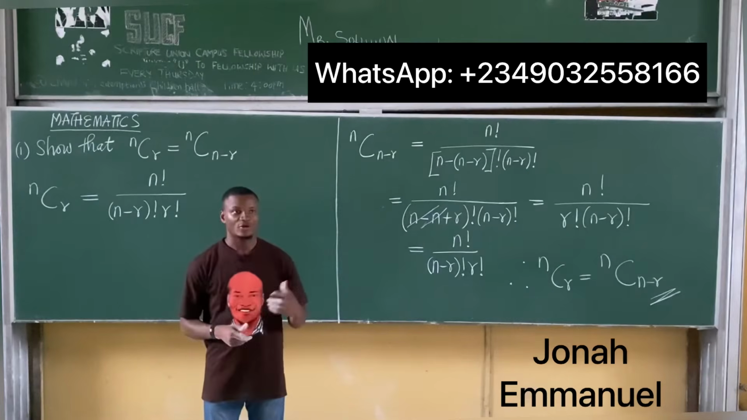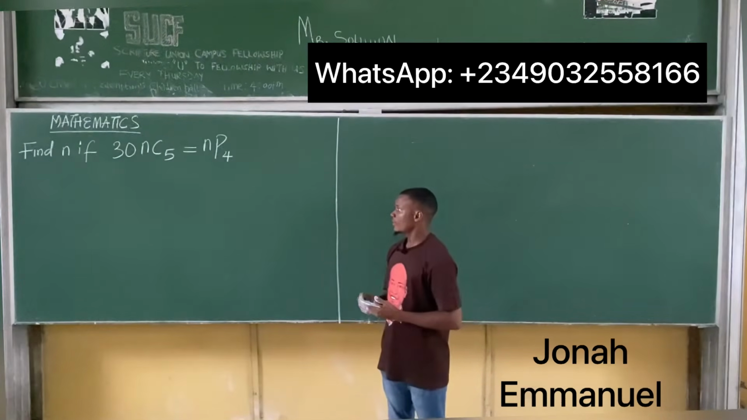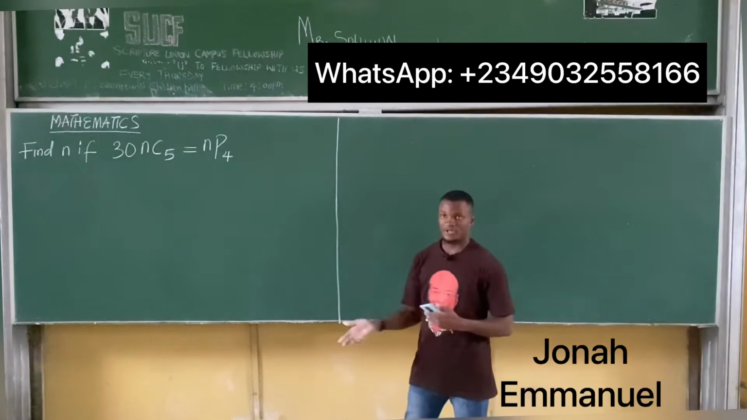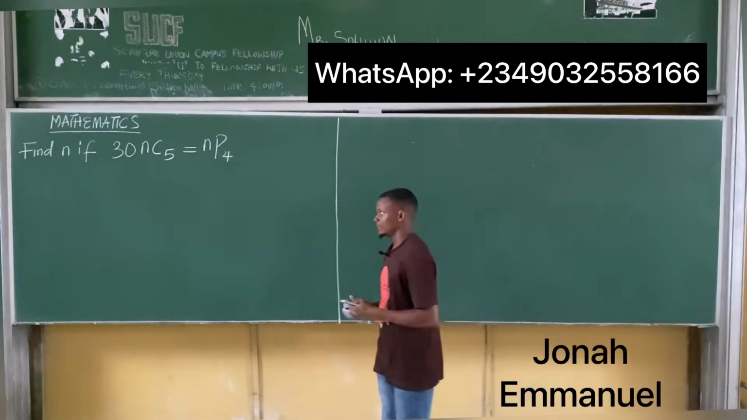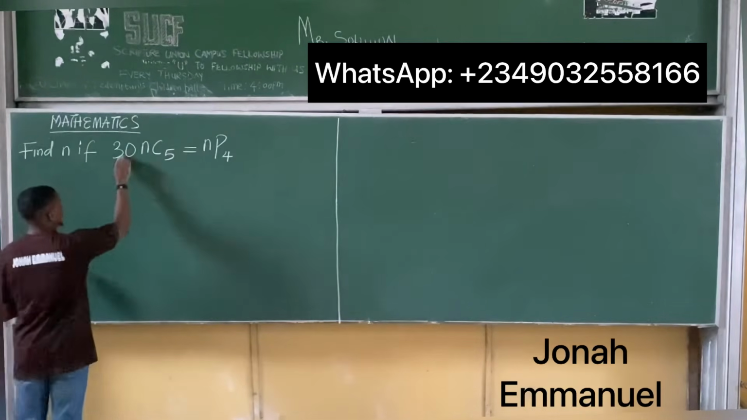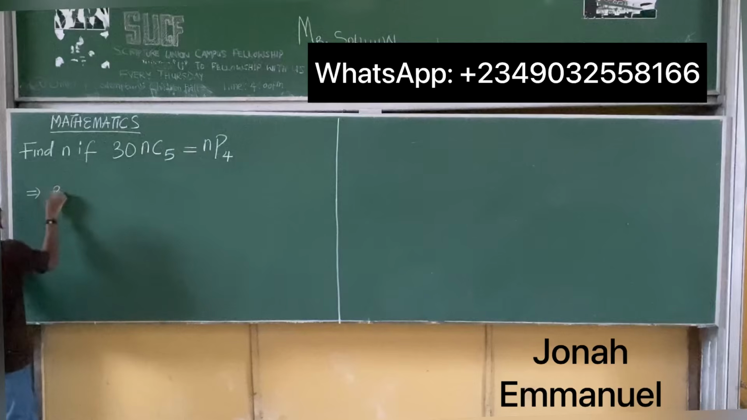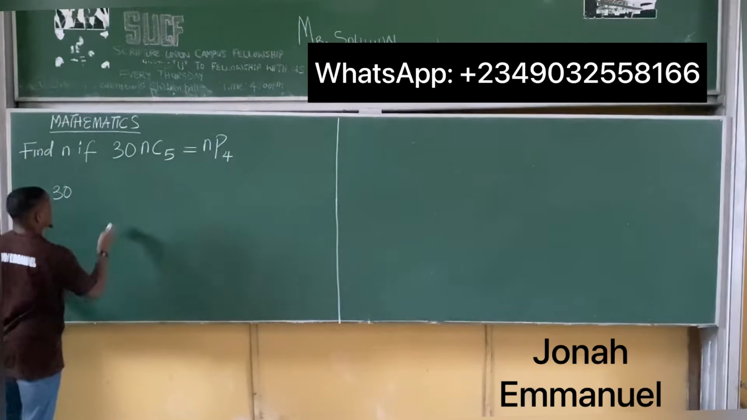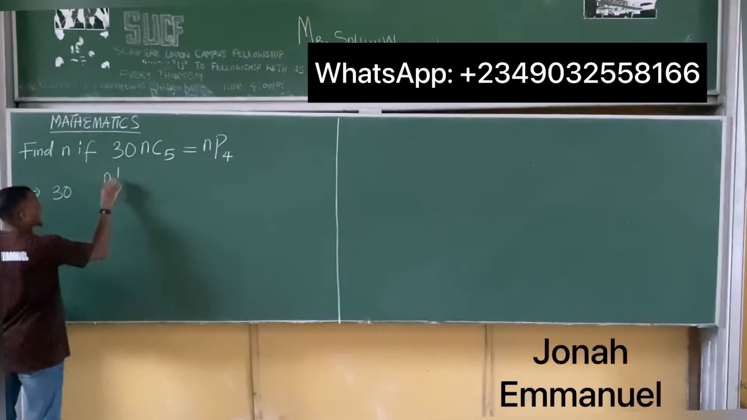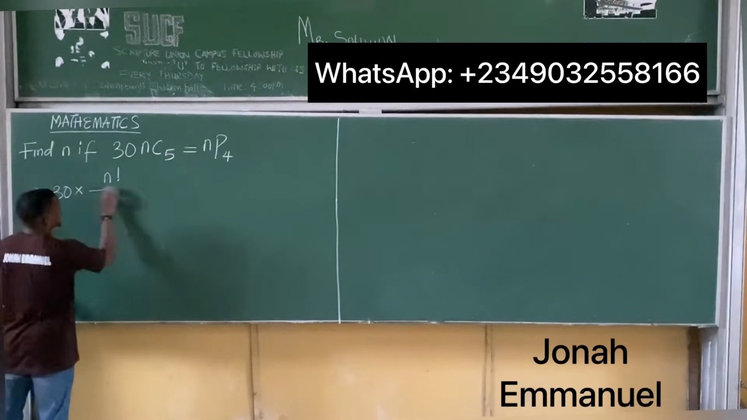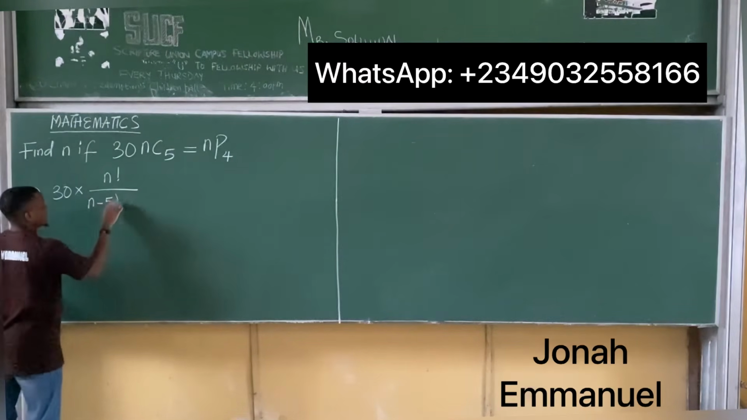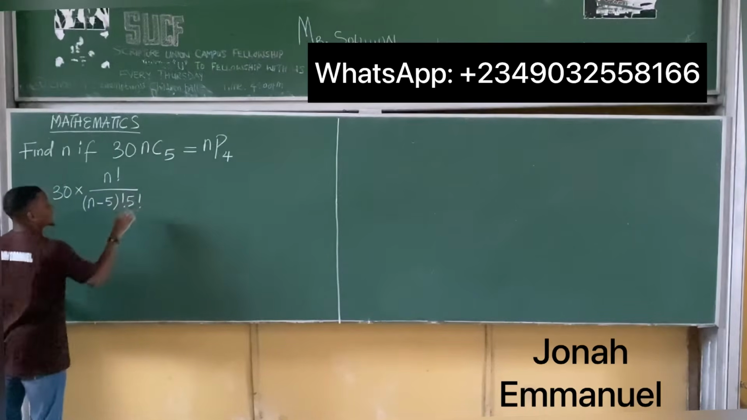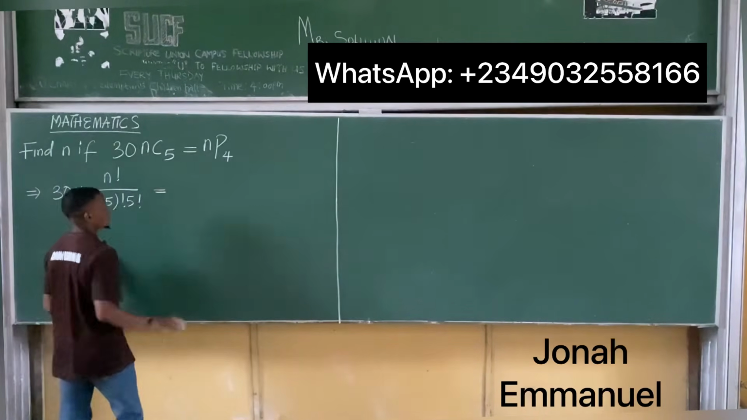All right, so let's look at this question that combines the idea of combination and permutation together. It says if 30 multiplying n combination 5 is equal to n permutation 4, find n. That's it. So let's work on this. That becomes 30 multiplying combination. We said this is n factorial. So it becomes 30 times n factorial all over n minus 5 factorial, 5 factorial is equal to, for permutation.